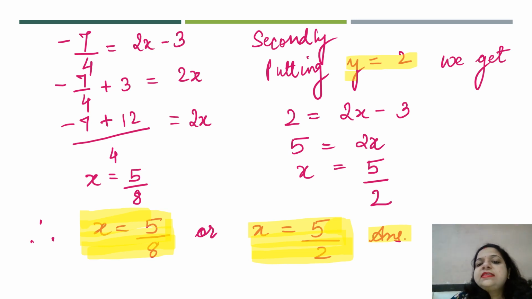Now putting y is equal to 2, we get 2 is equal to 2x minus 3, 5 is equal to 2x, x is equal to 5 by 2. Therefore, the answer is x is equal to 5 by 8 or x is equal to 5 by 2. Okay, children.